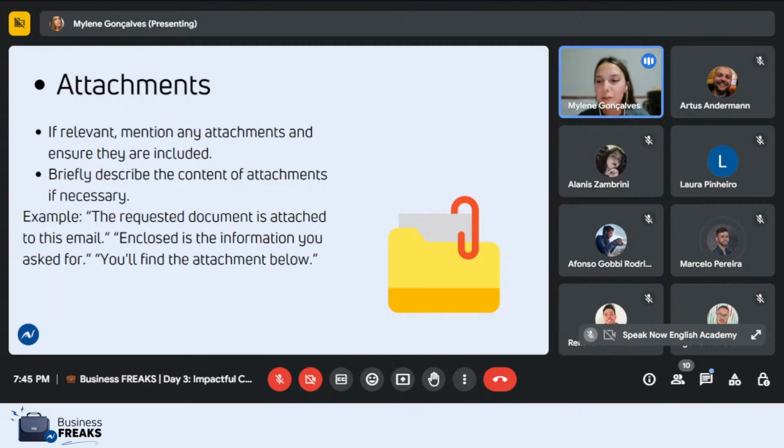I want to know from you guys, how many of you have written an email saying the requested document is attached to this email, and the attachment was not there? I really want to know that, because I have done this several times. So know that it's normal, okay? It's not a shame, it's not embarrassing, but we have to pay really attention to it, right?